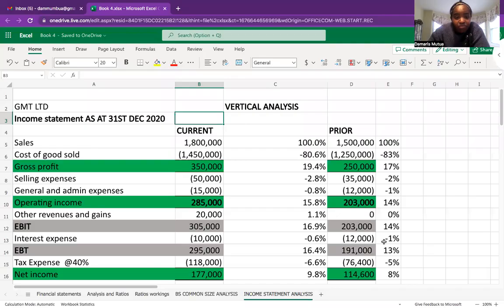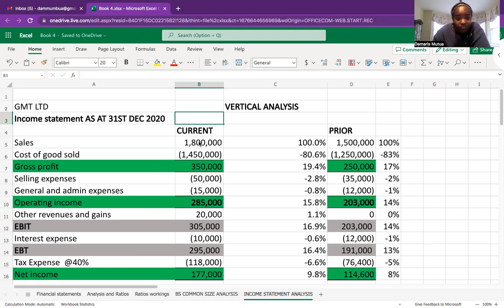When I talk about the income statement, guys, I'm talking about the statement that shows the different sources of income and the cost that the organization has incurred in the process of generating the different incomes. We're going to be looking at the income statement of an organization called GMT Limited. We're going to be comparing the current performance of the organization and the prior period, that is, the preceding year, to see how the organization was performing.